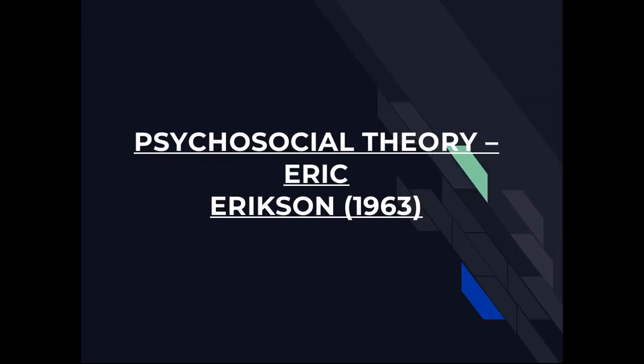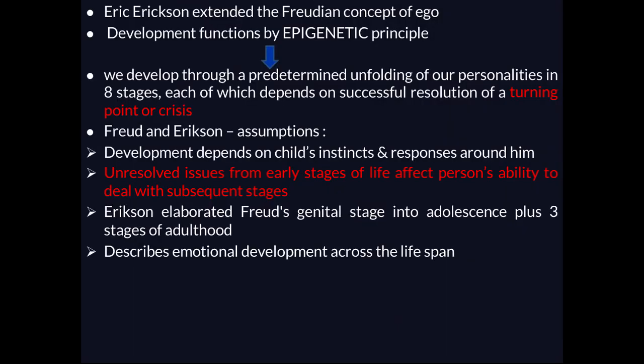So next is Psychosocial Theory by Erik Erikson, given in 1963. Now Erikson extended the Freudian concept of ego. He developed functions by the epigenetic principle, that is, we develop through a predetermined unfolding of our personalities in 8 stages, each of which depends upon successful resolution of a turning point or crisis.